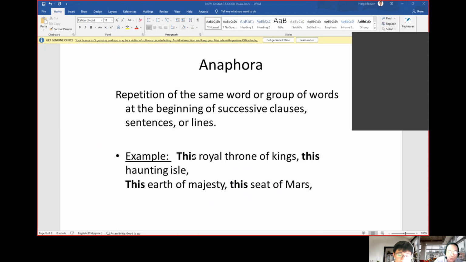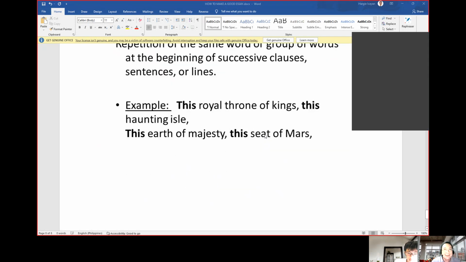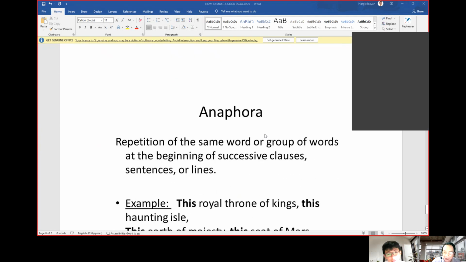Now, repetition means a word or group of words at the beginning. What is the word at the beginning? This. In another clause, we use this. Another clause, we use this. Another clause, we use this. So it's a repetition of the group of words. Now, this is just one word, we're not using a group of words here. You can also use a group of words. Okay, and then it's already done, Khoi.